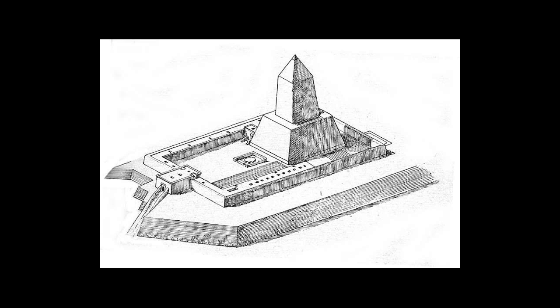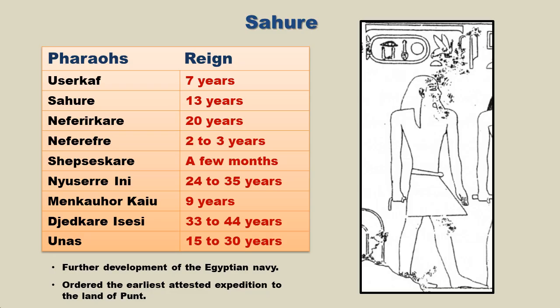Usurkov built several other sun temples and established a tradition that was followed by several other pharaohs in the Fifth Dynasty, so much so that they are often referred to as the Sun Kings. Sahur became Pharaoh of Egypt after the death of Usurkov. Reliefs from his pyramid detail successful military engagements against the Libyans. These campaigns yielded large quantities of livestock.